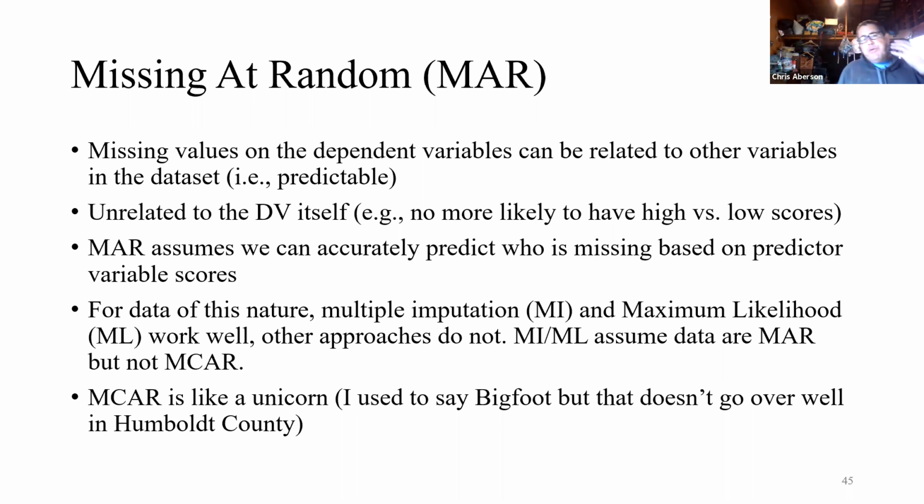Missing at random assumes we can accurately predict who's missing based on other variables in the data set, based on the relationships we observe. For data of this nature, and we'll talk about these procedures at length, multiple imputation and maximum likelihood work well. These two procedures assume either MAR or MCAR. Again, MCAR is like a unicorn.